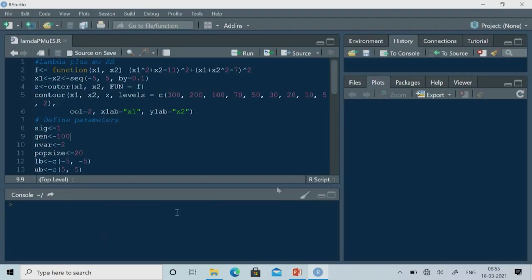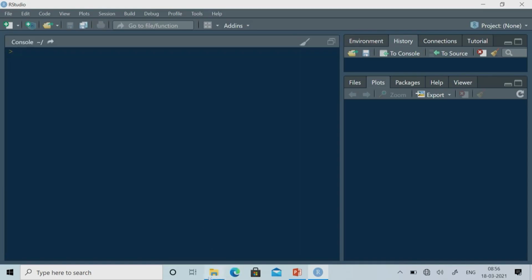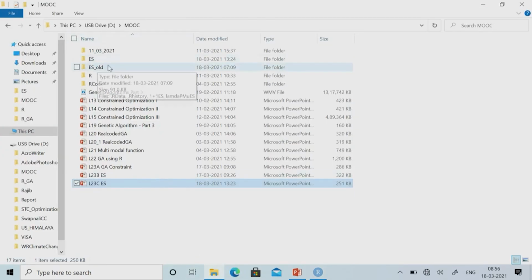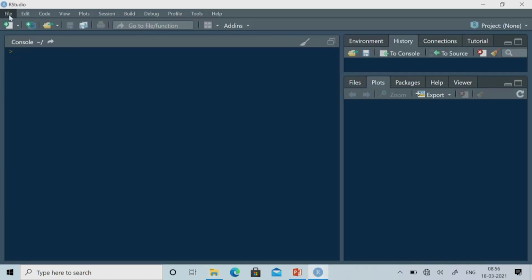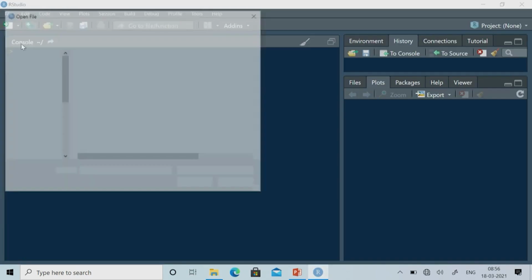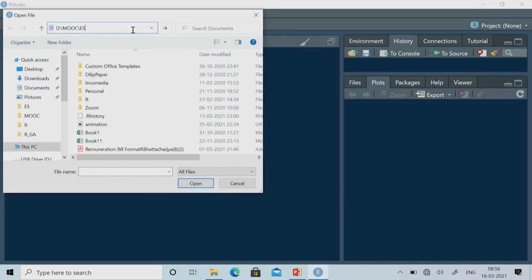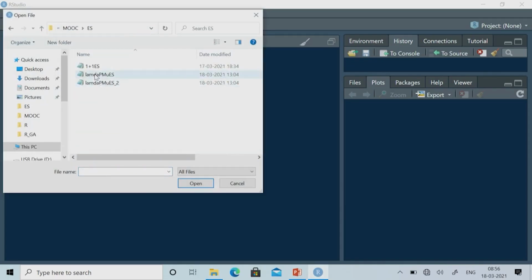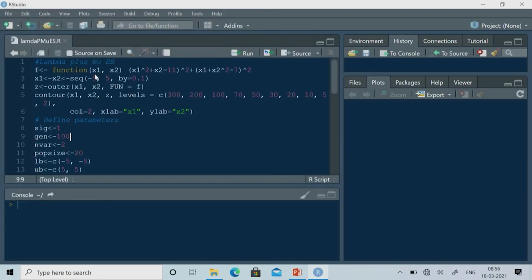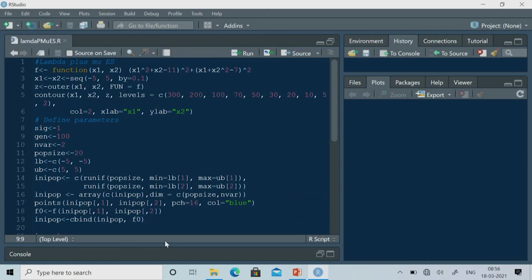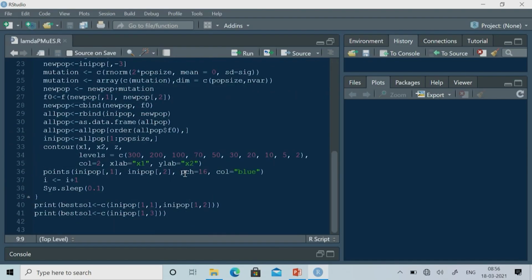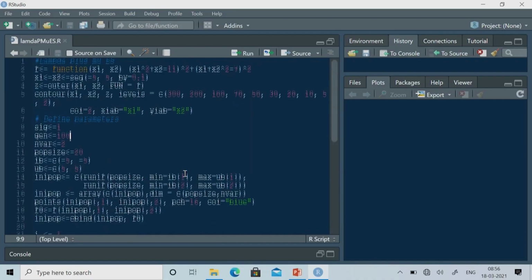I would like to clean everything, and I would like to open this program. I have stored this program somewhere here. So, this is lambda plus mu ES. This is the program I have written to implement the lambda plus mu ES algorithm. I will explain the lines one by one. It has a total of around 41 lines.